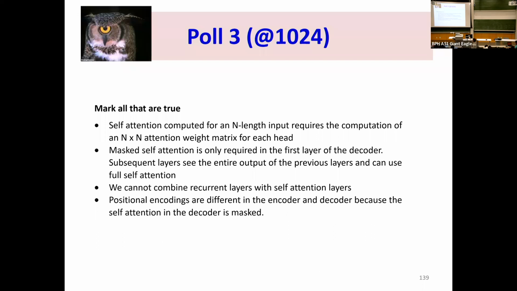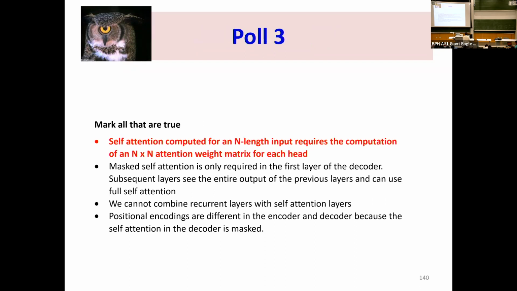So, which are the ones that are true? The first one: self-attention computed for an n-length input requires the computation of an n cross n attention weight matrix for each head, right? Each head is going to be computing the attention of every word against every other word on the encoder side. The rest of it is just false. Okay, I'll skip that.